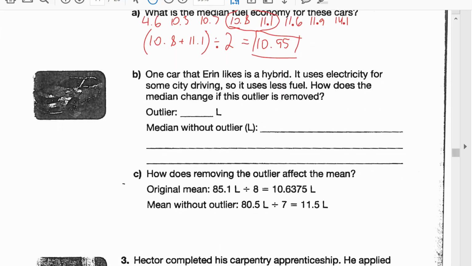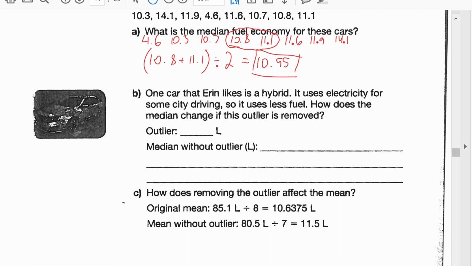So one car that Aaron likes is a hybrid. It uses electricity for some city driving, so it uses less fuel. How does the median change if the outlier is removed? So obviously the outlier is going to be that tiny number right here. So that's 4.6.